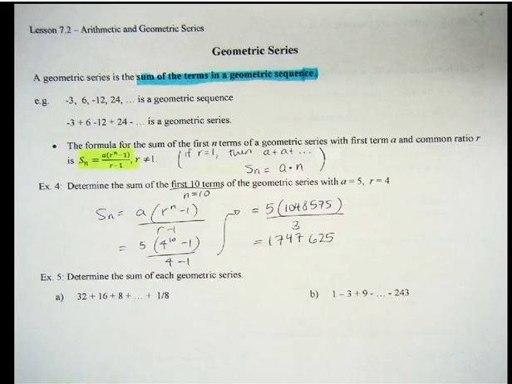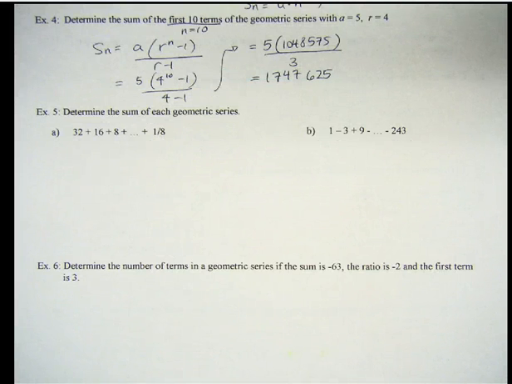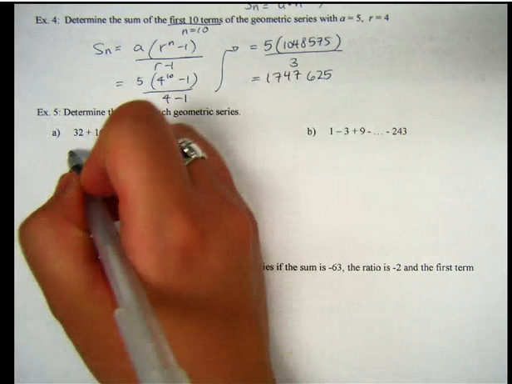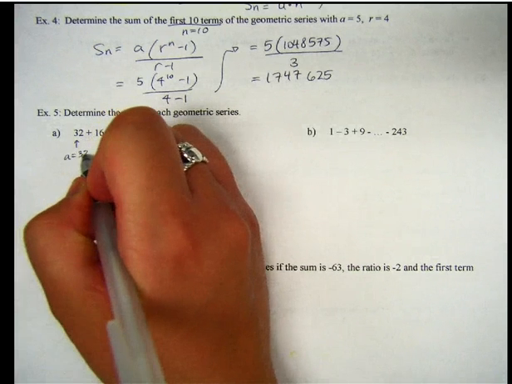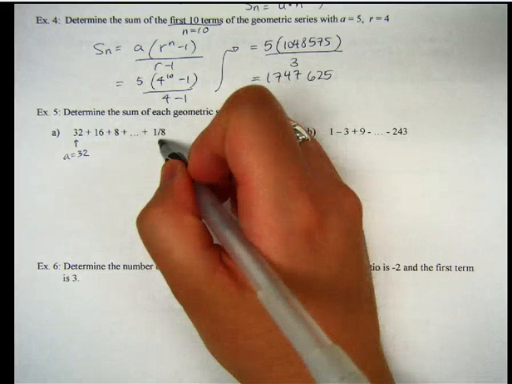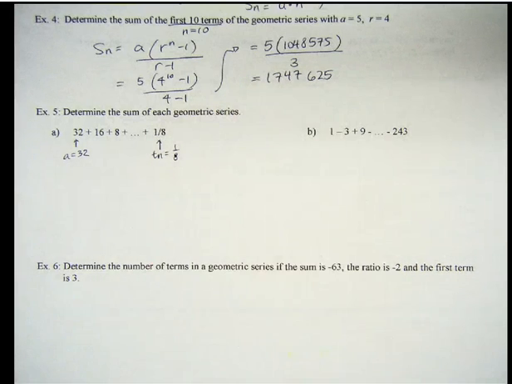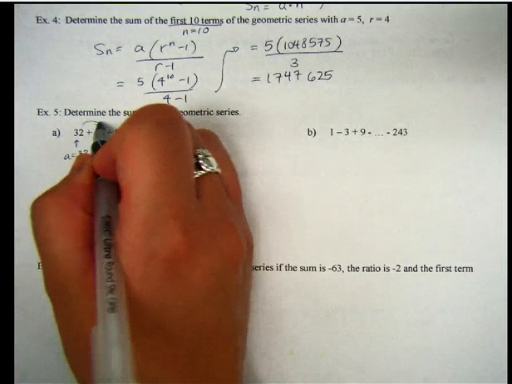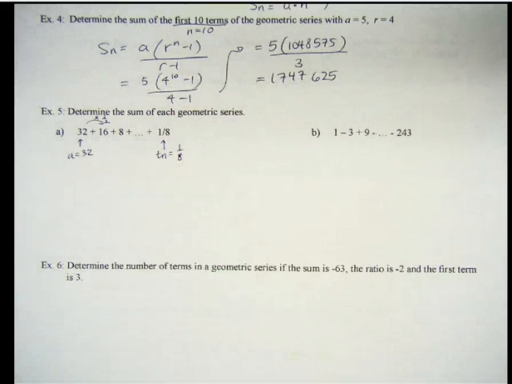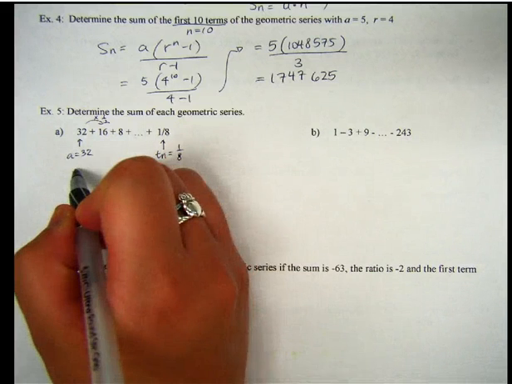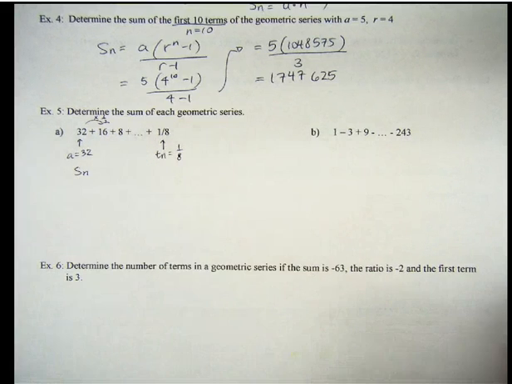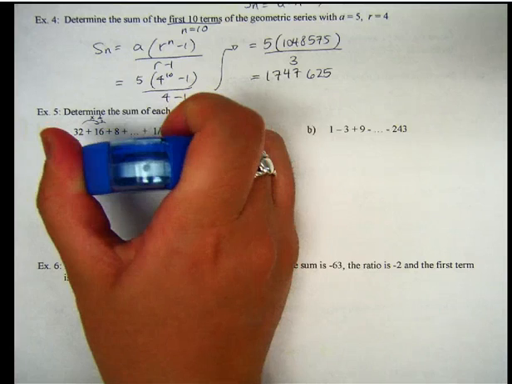All right, let's try the next example. Determine the sum of each geometric series. The first term is 32. The last term is 1 over 8. That's where the sequence ends. The common ratio is half. So you're going to need to figure out how many terms there are in this sequence first.